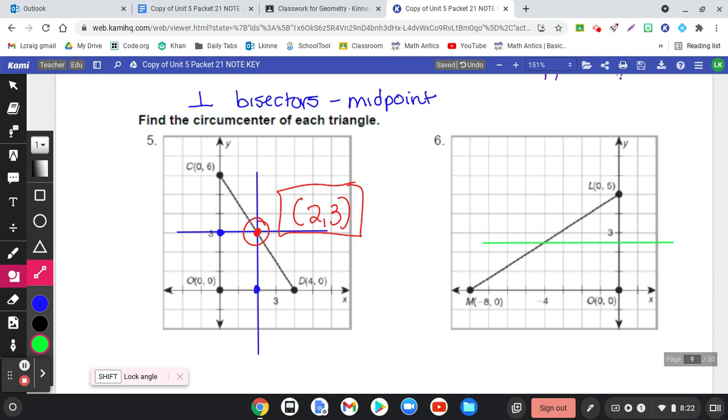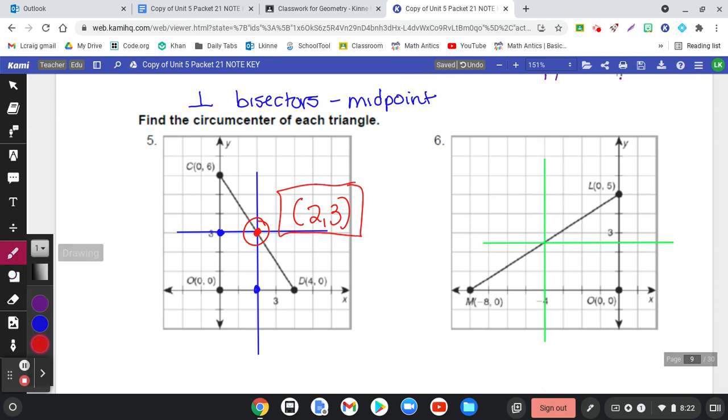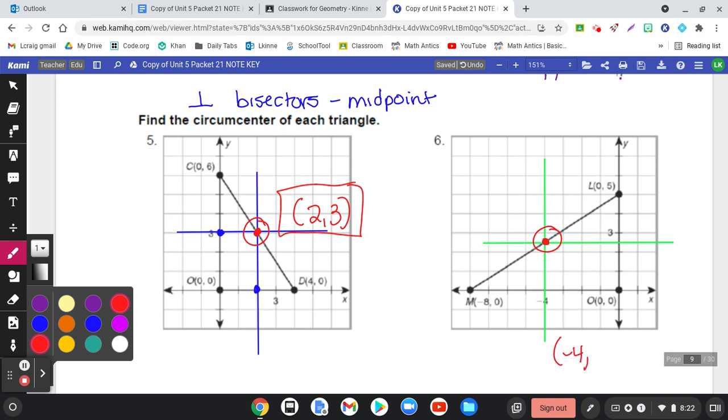Okay, this side goes from 0 to negative 8. It has a length of 8, so half of that is 4. So there's your midpoint right there. So now just draw the line vertical to it, and the point where they meet is your circumcenter. So it's the point negative 4 and 2.5.